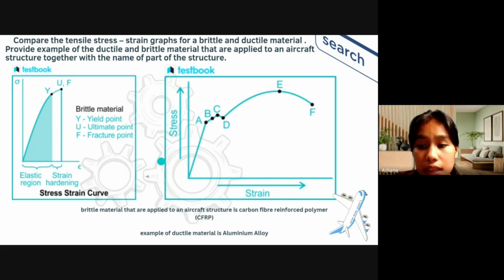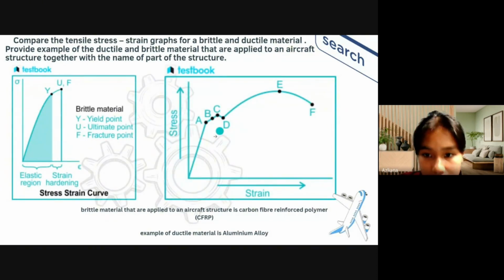For the ductile material stress-strain curve, the graph shows a yield point where plastic deformation begins, followed by strain hardening until eventually necking and failure. Ductile materials are characterized by their ability to deform plastically before rupture.